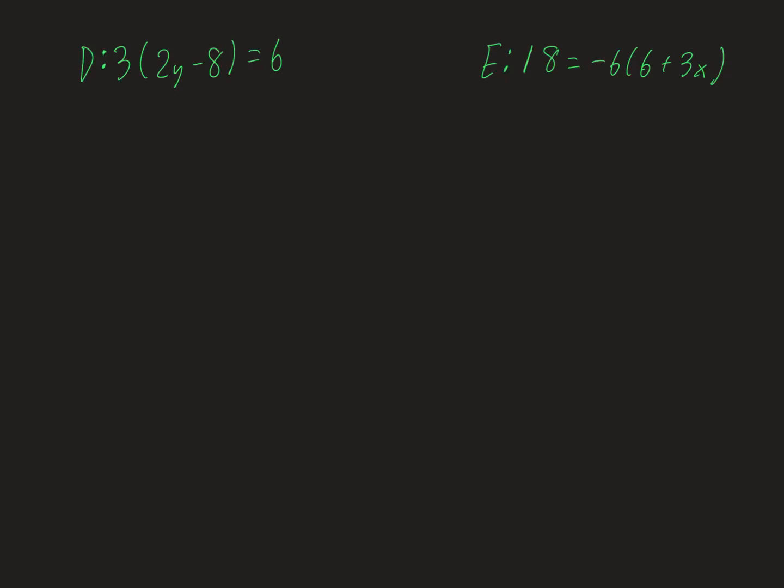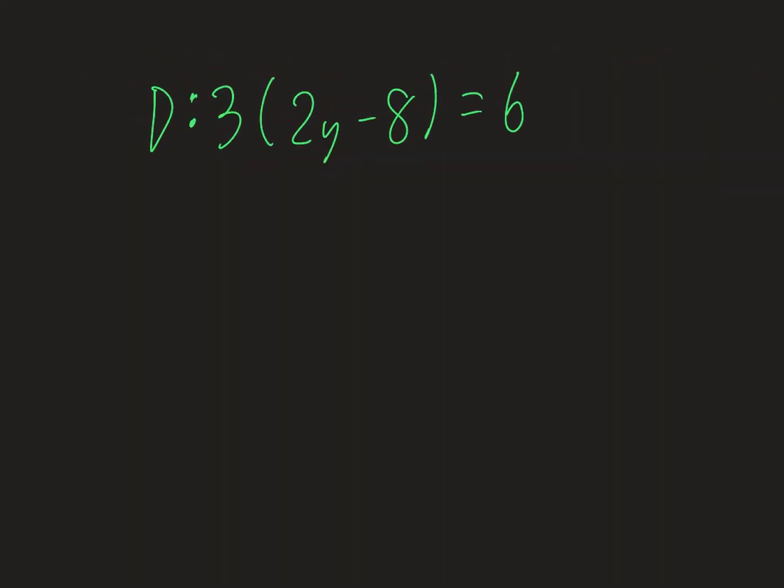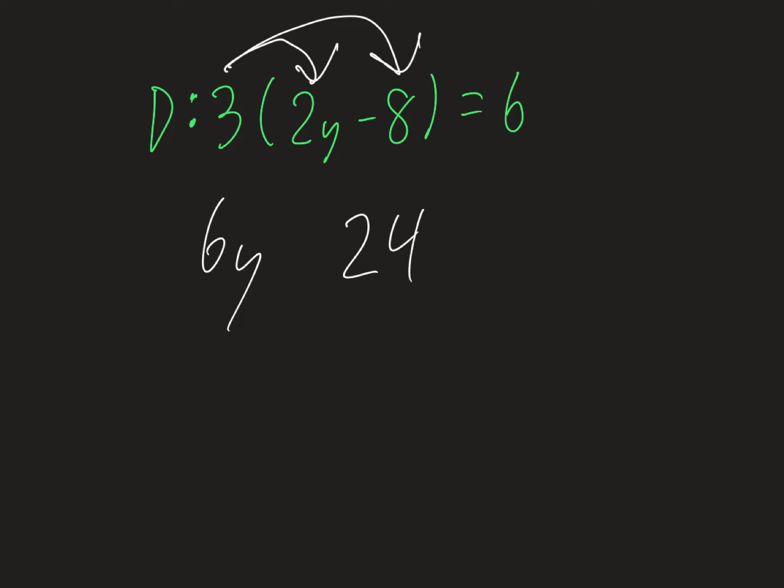Now we will look at how the distributive property is used to solve equations. First, let's look at example D. We will perform the distributive property because we have parentheses. So 3 times 2y is 6y, because 3 times 2 is 6, and then we multiply by y. And then 3 times 8 is 24, and we keep the negative. On the other side, we just have 6. No distributive property. We then have to get y by itself.